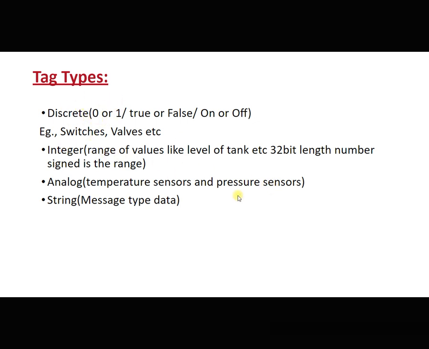Next, integer, which can go up to 32-bit length. Suppose I want to define a speed, I can't express it as 0 or 1. I need to define it as, say, 10 meters per second, 25 meters per second. That comes under integer. Next I have analog. Analog is for temperature sensors or humidity measurement, because temperature is not only 10 degrees, 20 degrees, 30 degrees. We have very high precision, like 10.015 degrees centigrade or 20.5, 20.23. That comes under analog, which is a floating or real value.